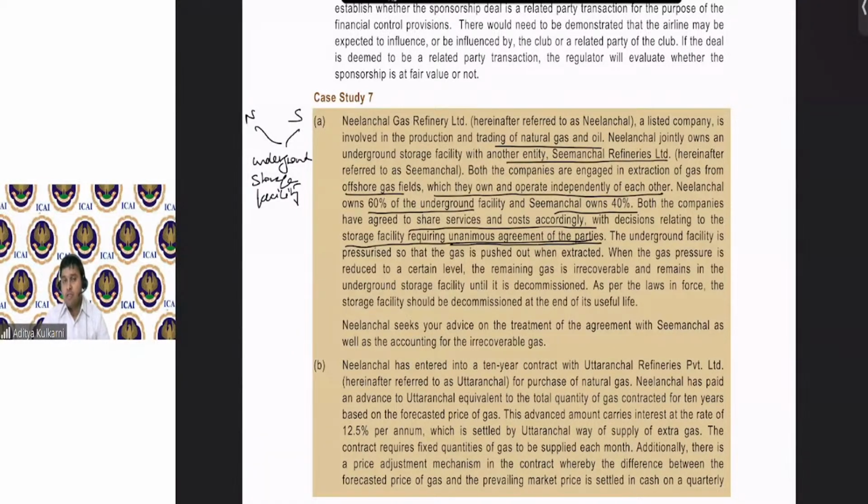And because it is a joint operation, under Ind AS 111, what consolidation method will you follow? Will you follow the equity method prescribed under Ind AS 28 for joint ventures and associates? Or will you be following proportionate consolidation, which is prescribed under Ind AS 111? What are you going to do? Tell me quickly. Will you follow the equity method of accounting or will you follow proportionate consolidation as mentioned in Ind AS 111?